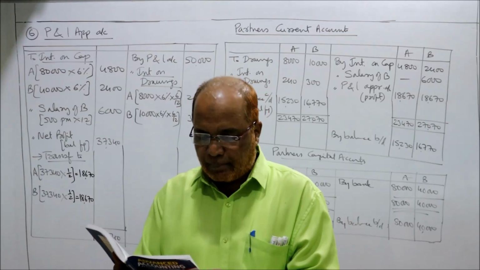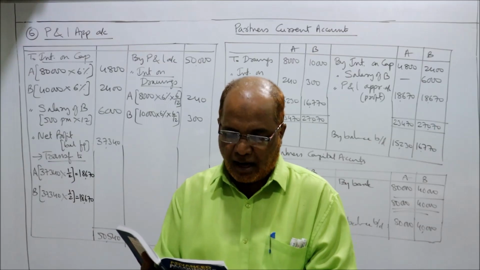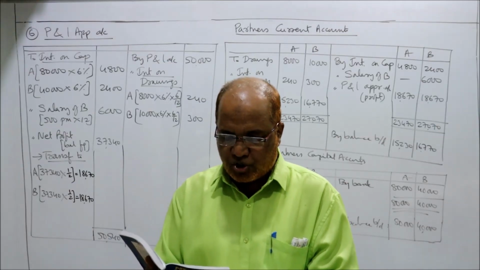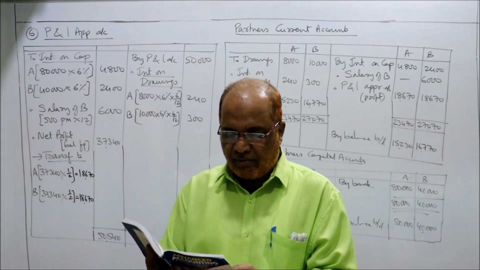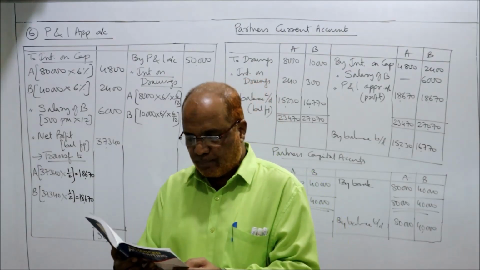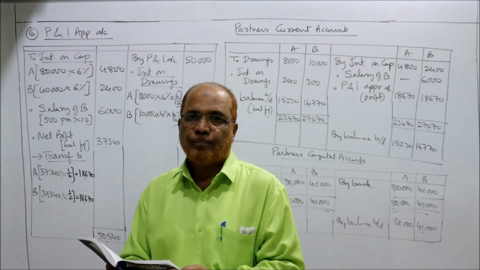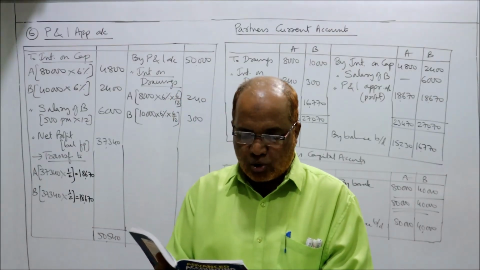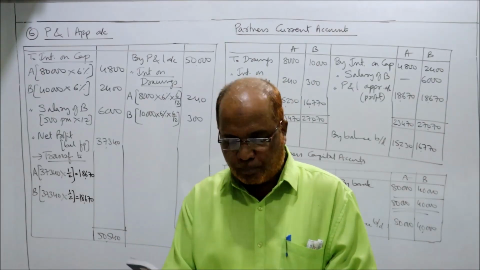Interest is allowed on capitals and is charged on drawings at 6% per annum. Profit is to be distributed equally after making the above adjustments. During the year, A withdrew 8,000, B 10,000. Profits before adjustments amounted to 50,000. Then, assuming the capitals to be fixed, prepare profit and loss account and the accounts relating to partners.